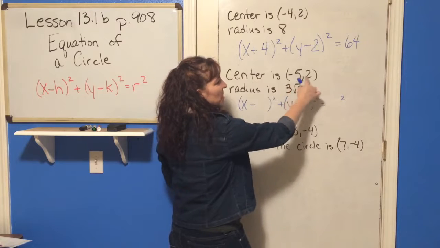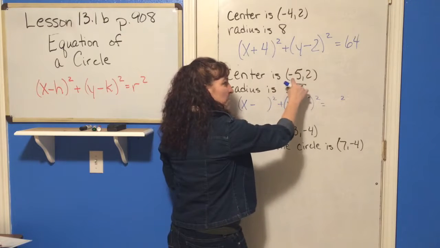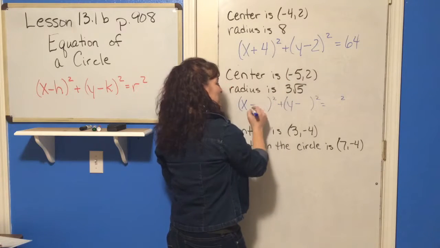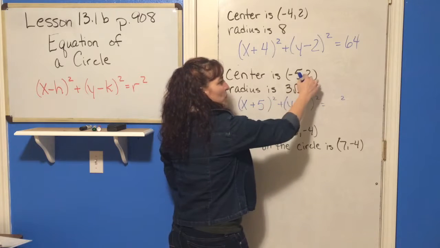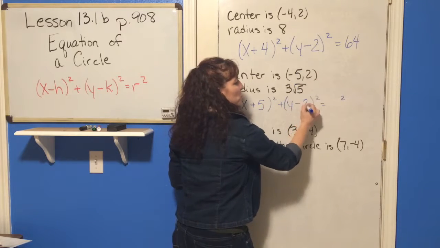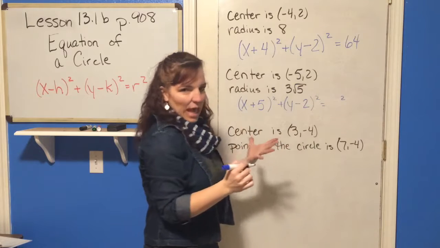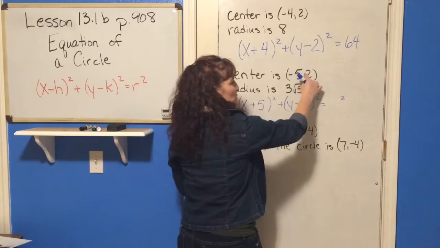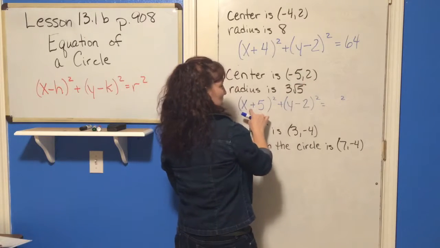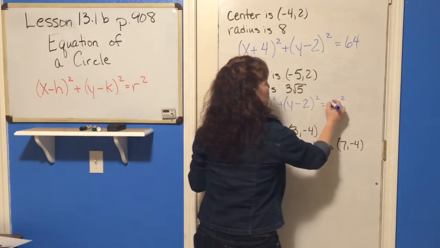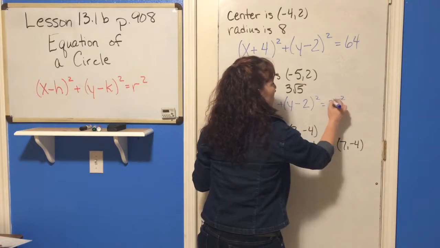Center is (−5, 2), so be careful. −5, it's going to be the opposite sign, so +5. You've got 2, so it's going to be −2 because it's the opposite sign. Remember? So if this was positive, this is negative. If this is negative, this is positive. And the radius is 3 square root of 5.